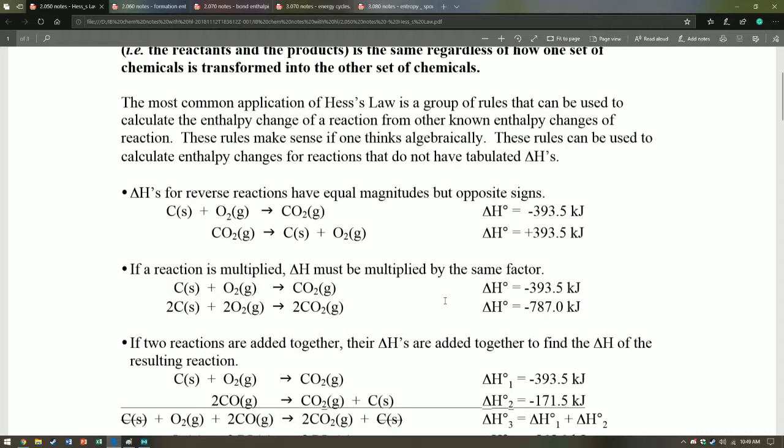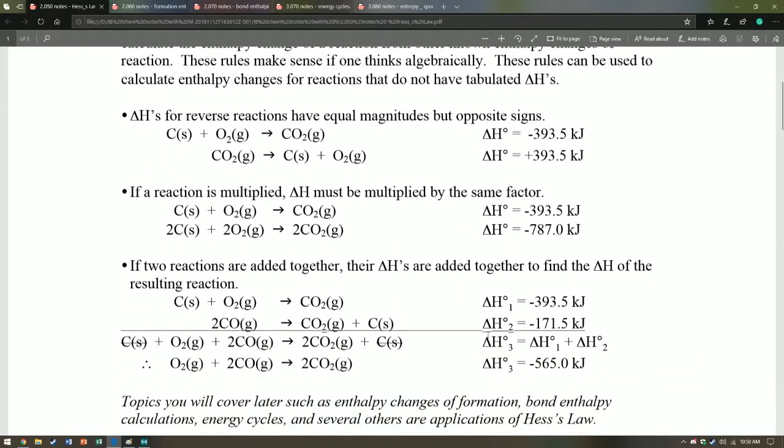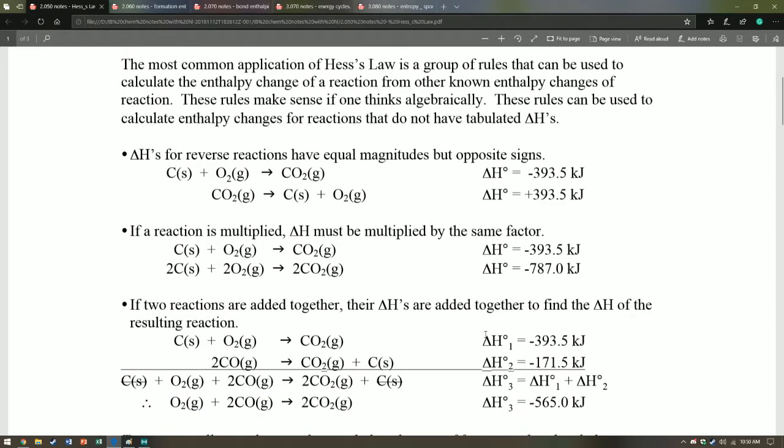I think it's important because it opens your mind up to this idea that things don't necessarily have to happen in one step. They can happen in 2 steps or 3 steps or 10 steps for all that matters. But regardless, we can boil it down to three rules. If you reverse a reaction, you flip the sign of delta H. If you multiply it by some scalar constant, you multiply delta H by that same scalar constant. So in the example here, we multiplied everything out by 2, and therefore delta H doubles, right?